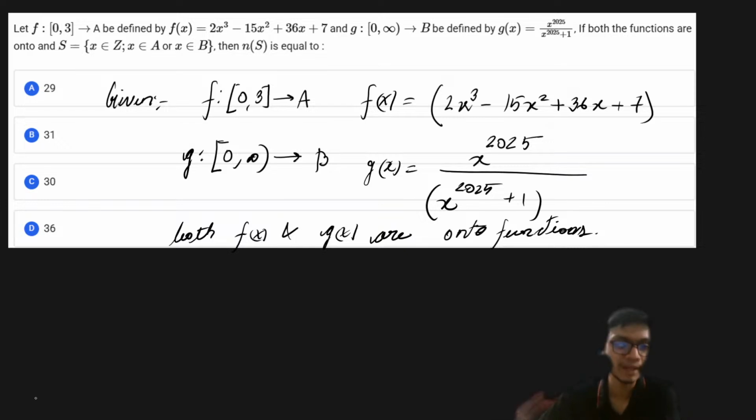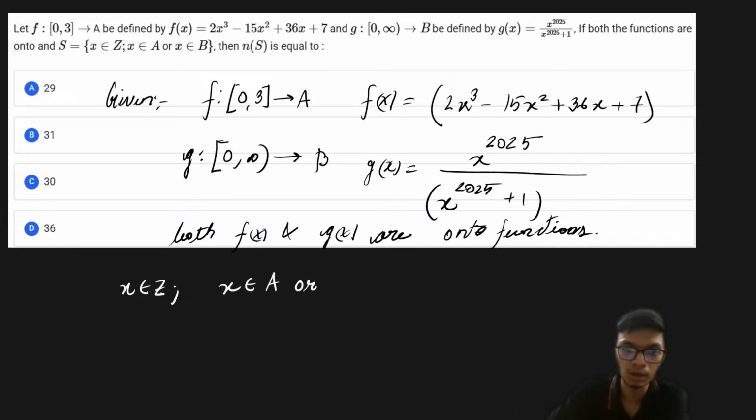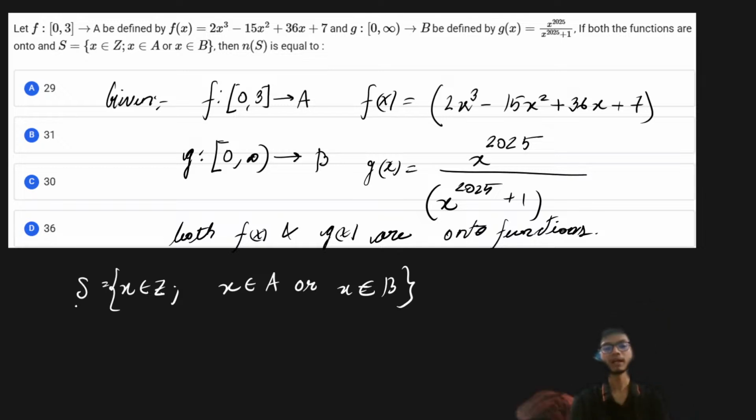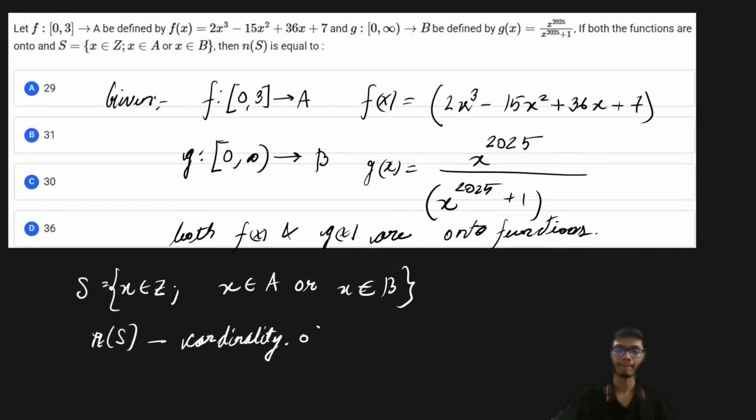Now it is said that if x belongs to integers, and x also belongs to A or x belongs to B, then this is the set defined as S. We have to find the cardinality of this particular set. n of S basically means the cardinality, or the number of elements in the set. I hope this is clear and making sense.